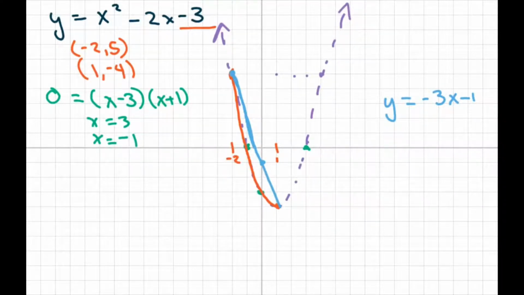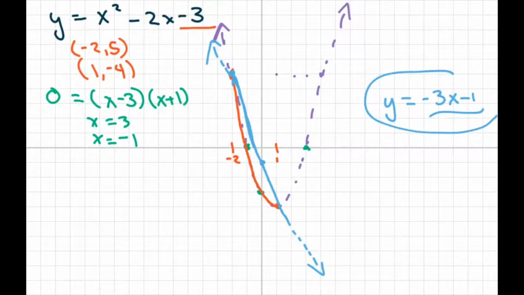Now to get the equation of the secant line, we just want to kind of extend this out. So that would be your actual line for the secant line.